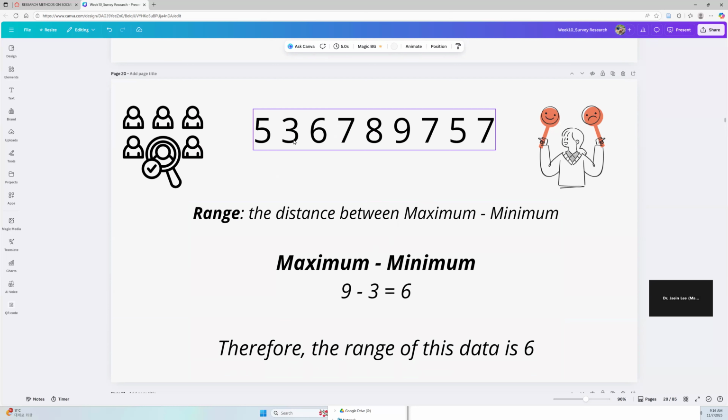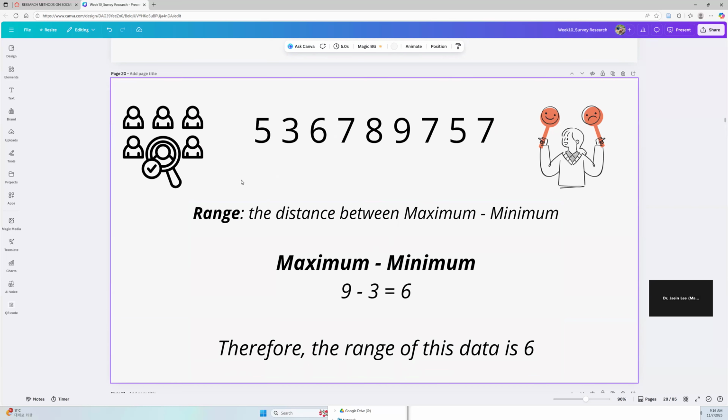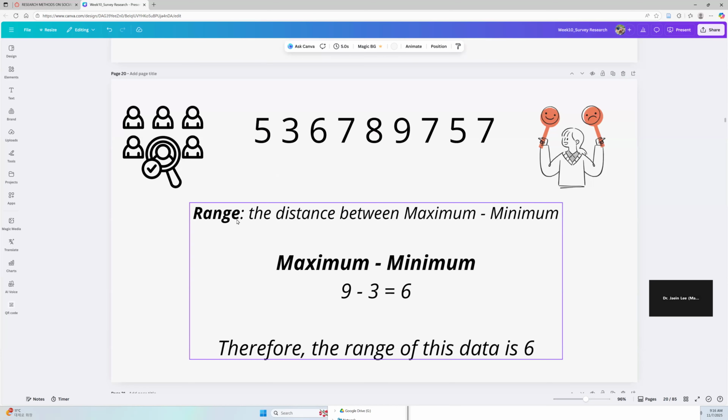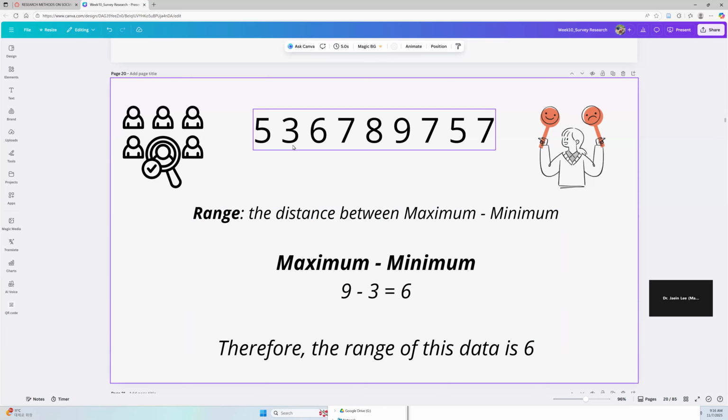Three is bad, a little bit bad; six, a little bit better; seven, eight, nine, possibly very good; seven, five, seven. So the lower number indicates the worse mood, and the higher number means the better mood. In this case, you can apply the mean, median, and mode. The mode would be 7, 7, 7. There are three sevens, so 7 would be the mode of the distribution.